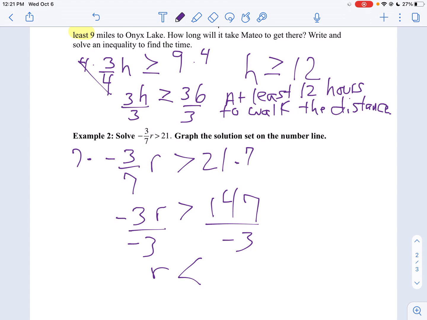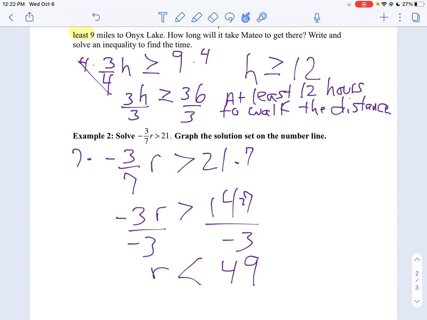So then r, then 147 divided by 3. Let me see, 3 goes into 14 4 times with 2 left over. 3 goes into 27 9 times. So r is less than 49.